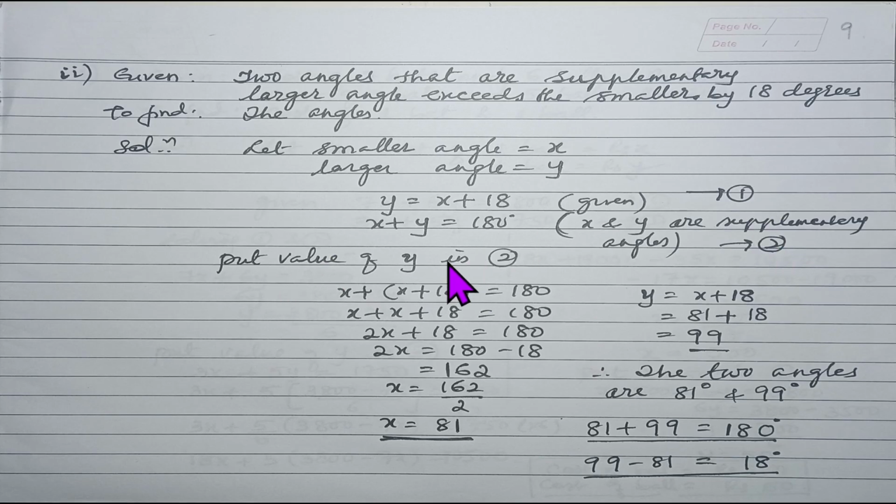Now put the value of y, which is already given to us, y is equal to x plus 18, in equation number 2. So x plus x plus 18 is equal to 180, 2x plus 18 is equal to 180, 2x is equal to 180 minus 18, which is equal to 162, x is equal to 162 by 2, therefore x is equal to 81. Therefore the one angle we have got is 81 degrees.